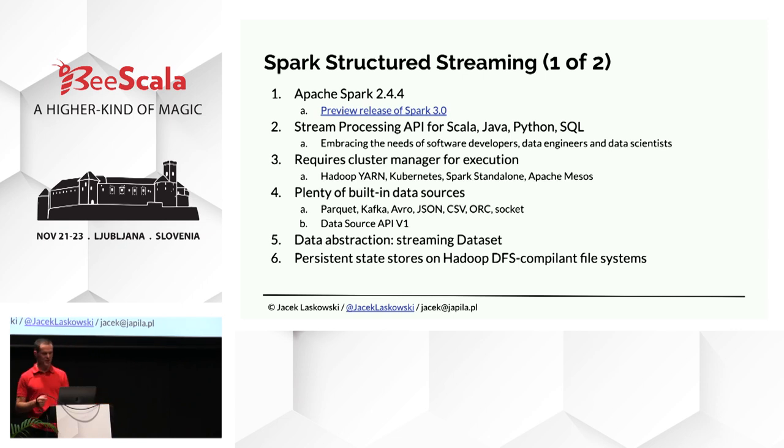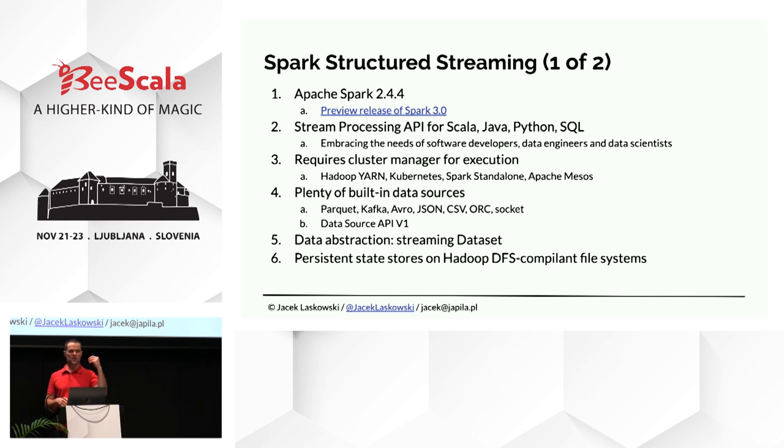So first difference is version, okay? The current version is Apache Spark 2.4. They are working on 3.0, which is supposed to bring support for Java 11, long-term support. So it's going to be at the level of Java support as Kafka Streams offers these days. Scala 2.12 is already supported by Spark.